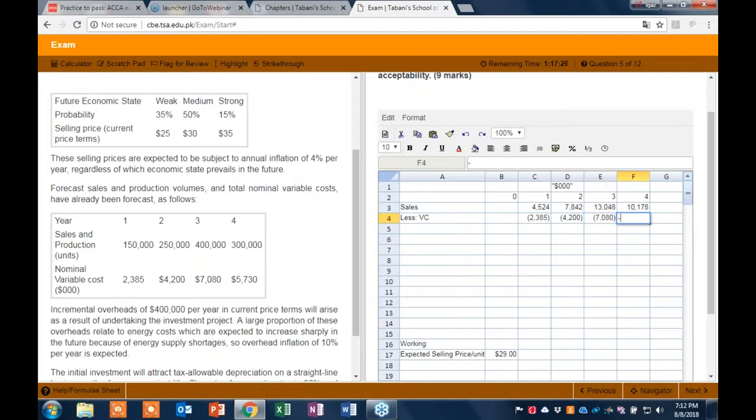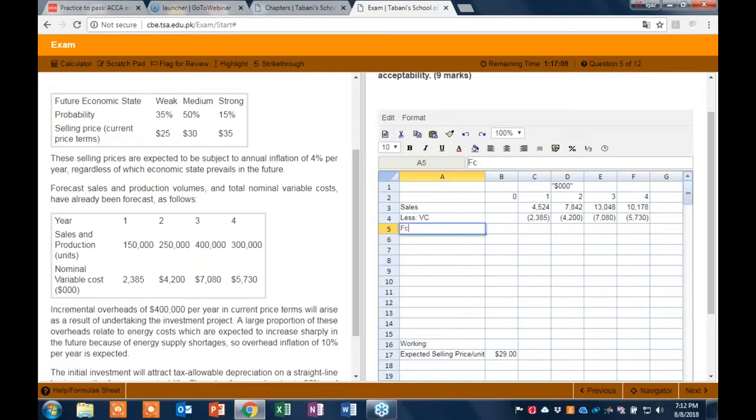We just need to write these figures as they are. 7080 minus 5730. So make sure you are able to identify these small things in the question so that you don't make mistakes. Nominal means inflated cash flows, so no need to adjust.